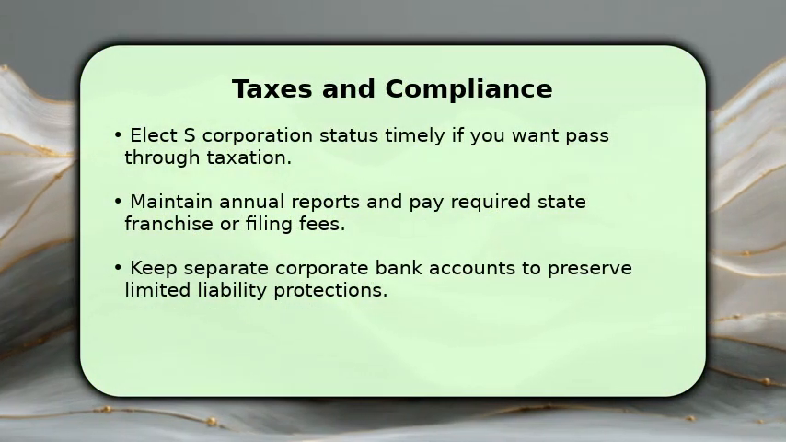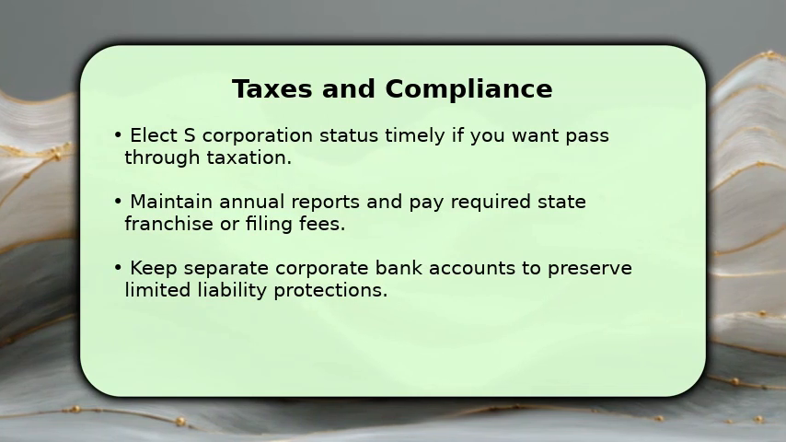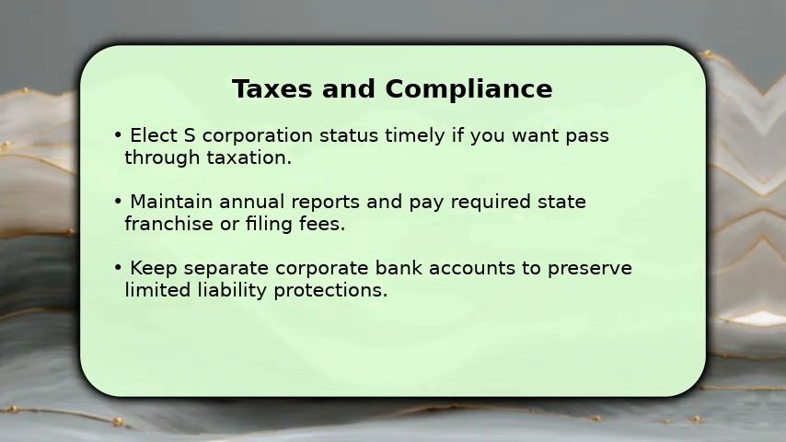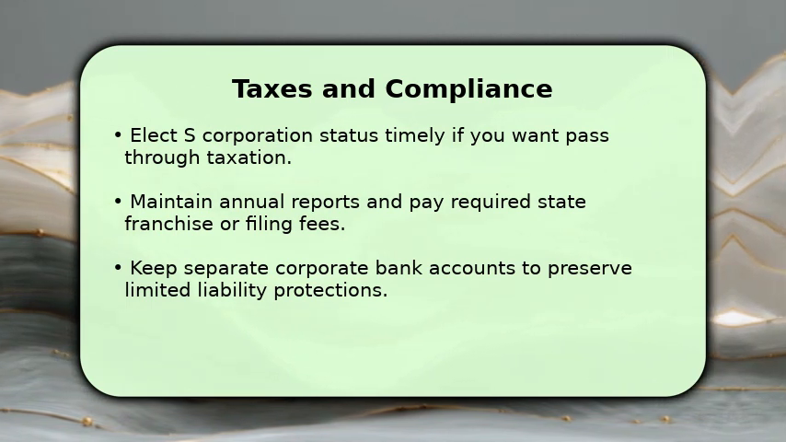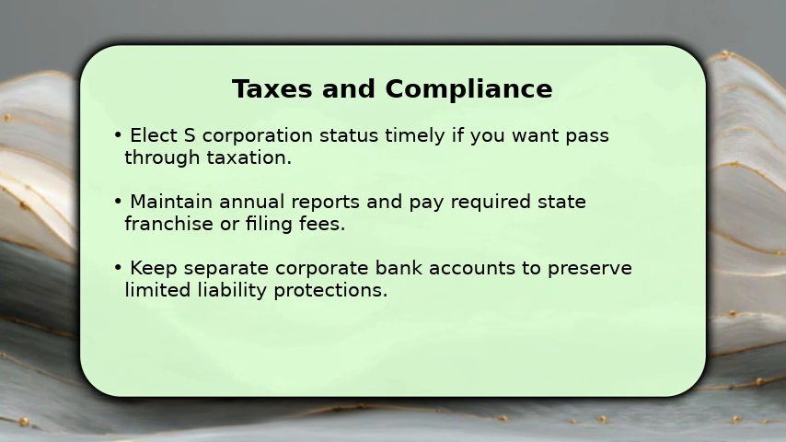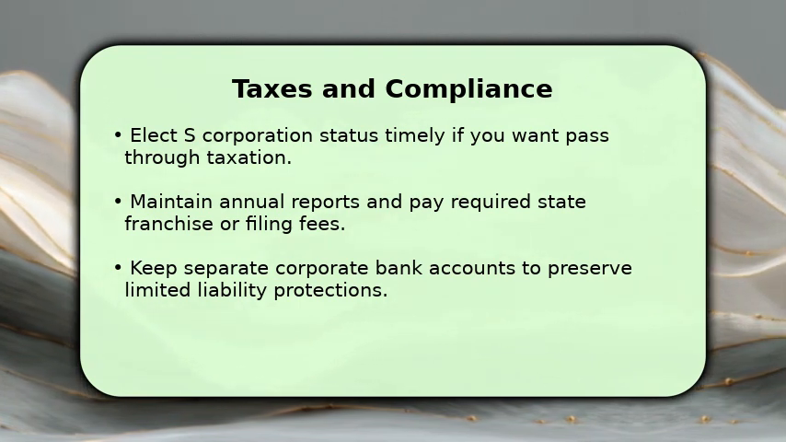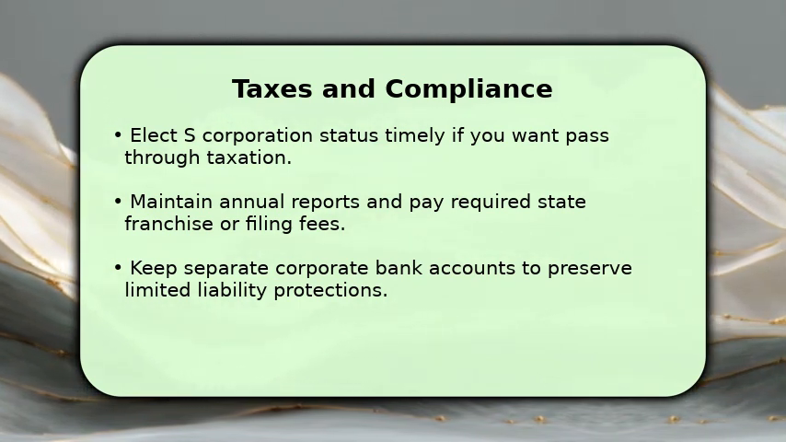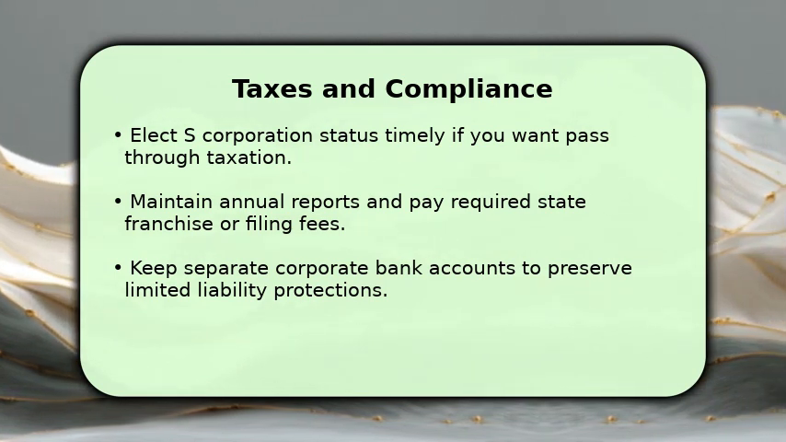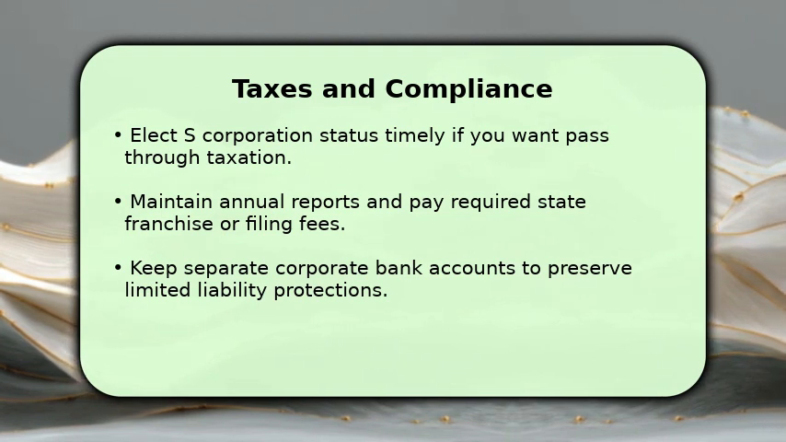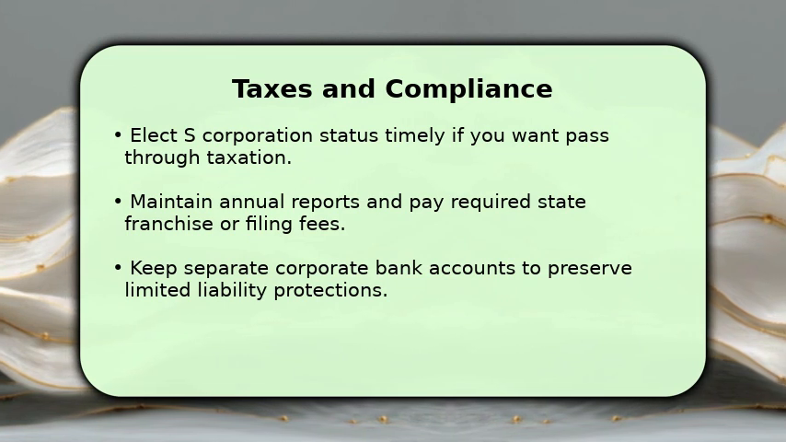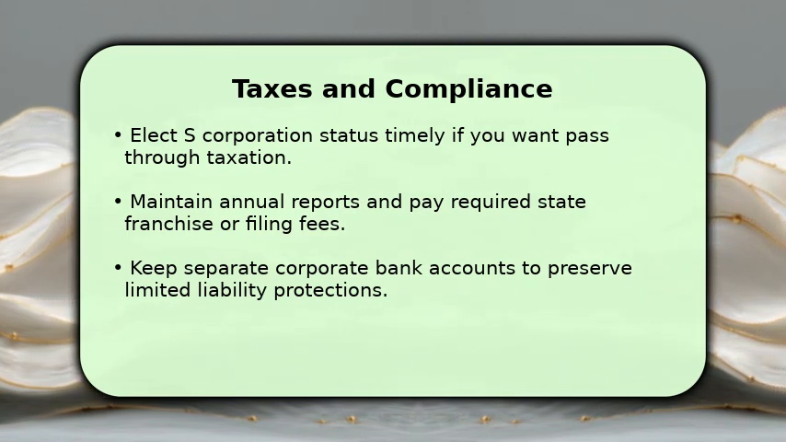Understanding taxes and ongoing compliance keeps your corporation in good standing and reduces surprises. Decide early whether to remain a C corporation or elect S corporation status, then follow filing deadlines closely. File annual reports, pay franchise taxes, and hold regular board meetings with recorded minutes. Keep corporate funds separate from personal accounts and maintain proper accounting. I'll share practical compliance checklists and simple record-keeping habits that save time and headaches.